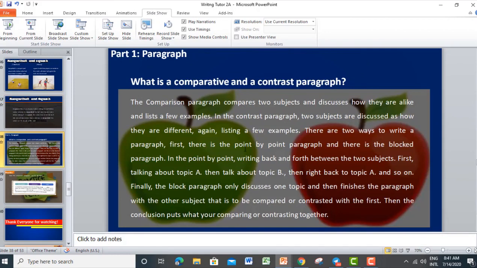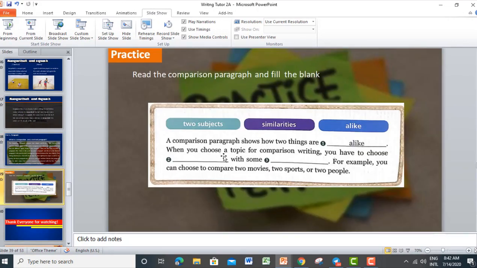What should you start the paragraph with? One can be point by point, and one can be the block. Block means you have to talk about the first block first, and after that you move to another block. For example, like A and B. When you talk about topic A, you have to finish with topic A first, then write topic B. In the conclusion, you compare the two subjects together, then you have your own conclusion, right? This is short and easy to understand for the comparison paragraph.